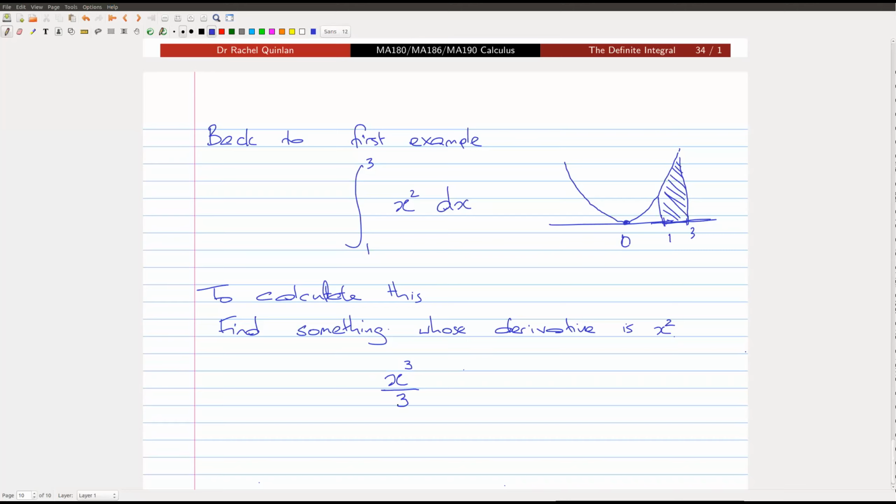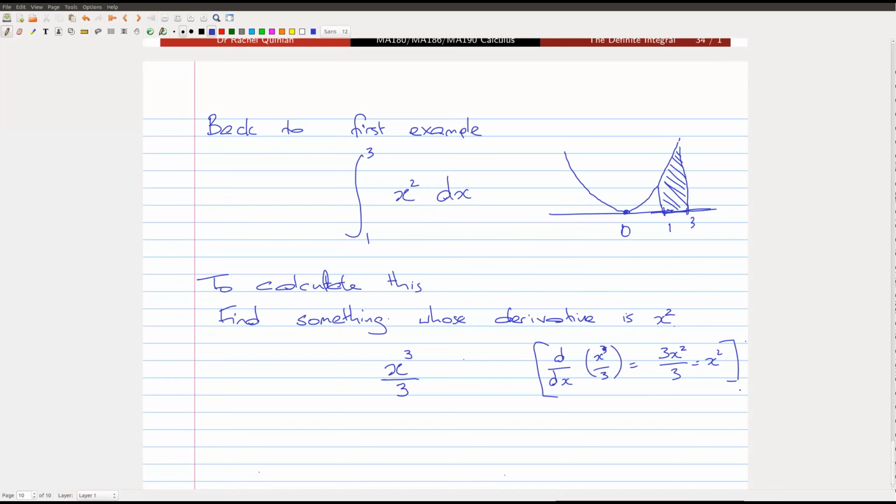But if we differentiate x cubed over 3, we get 3x squared over 3, which is x squared. Okay, fine. We can say that. So find something whose derivative is x squared. That's the first step. So x cubed over 3 is an answer to that. It's not the only answer, but it's an answer.